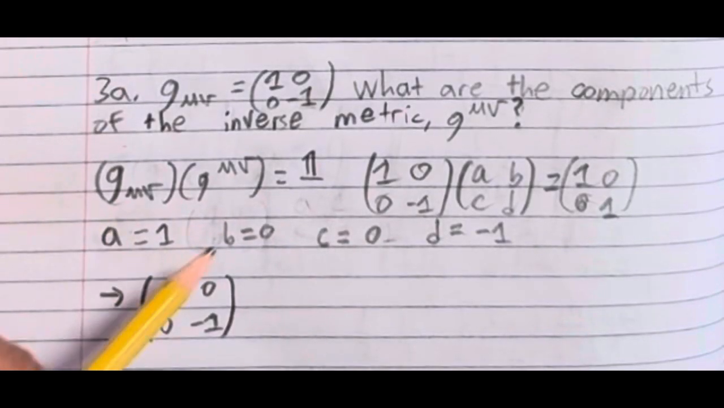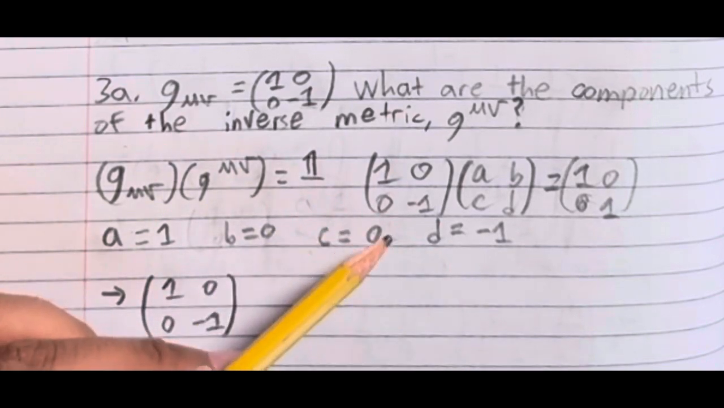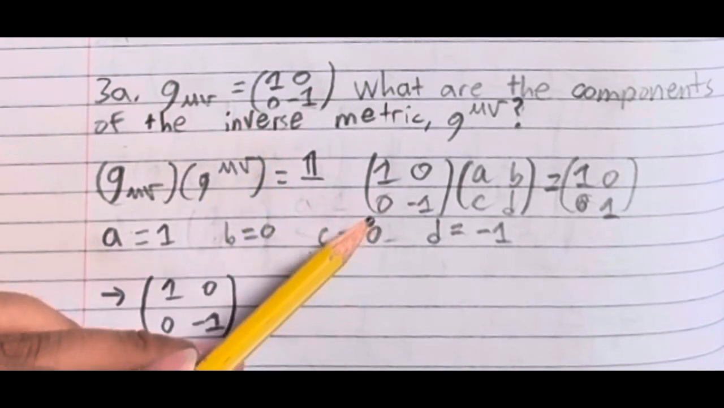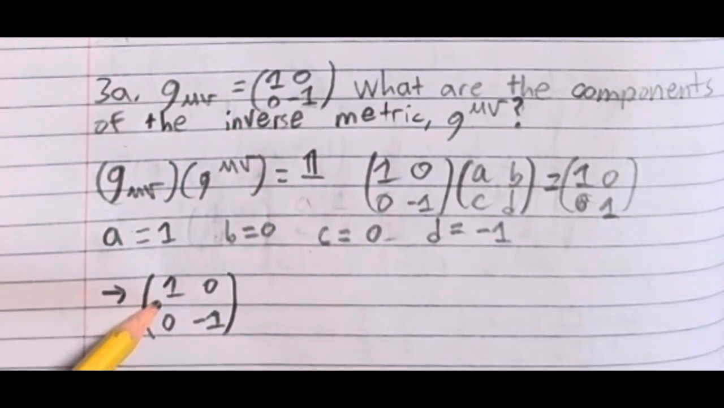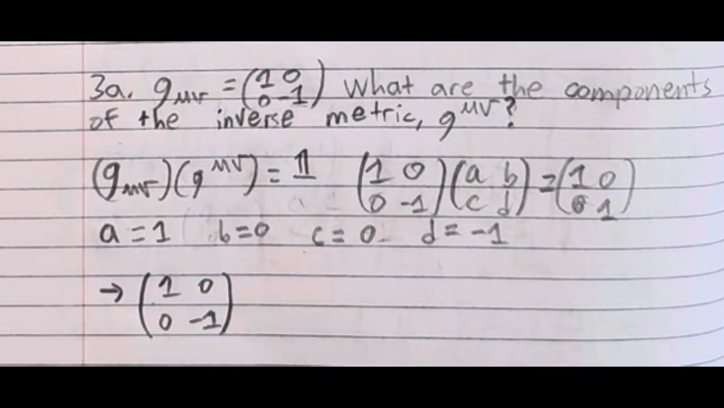Once you solve for A, B, C, and D, you'll find that the components of the inverse metric are the exact same as the original Minkowski metric, as shown here. If you think about what this metric actually does, the original Minkowski space metric is going to take an upper index and lower it, and the inverse is going to take a lower index and raise it back up.